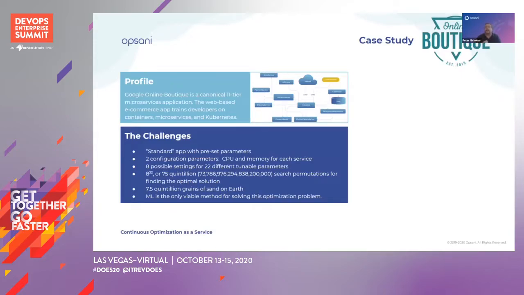If we go with just 8 possible values for each of them, although this is conservative, there can be more, we will see that there's 8 to the power of 22, or 75 quintillion, different configurations that this application can take, and only one of them is optimal. Now, you will notice this is 10 times more configurations than there are grains of sand on Earth. So how would you come up with the right configuration? How do we find the right configuration? Our answer is machine learning. This is the way to get to it.